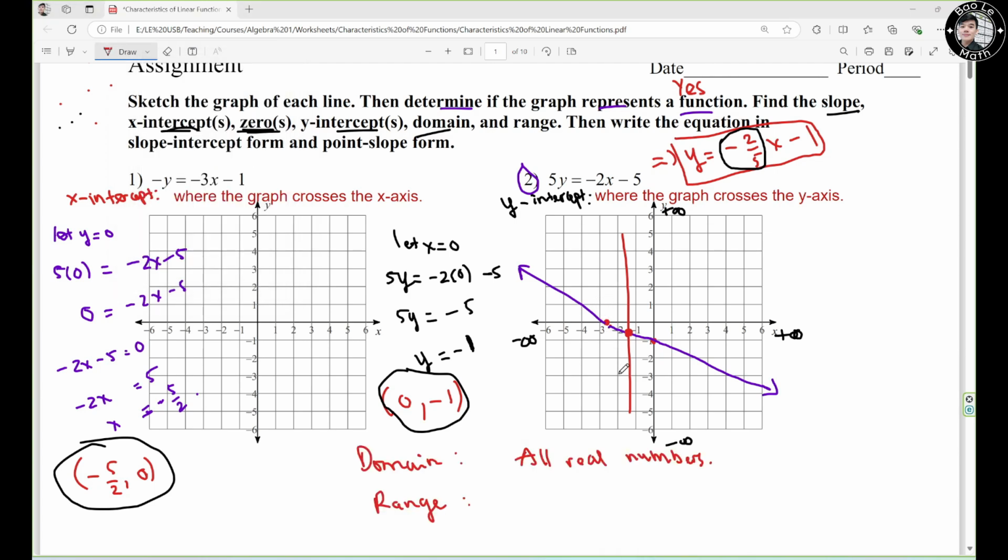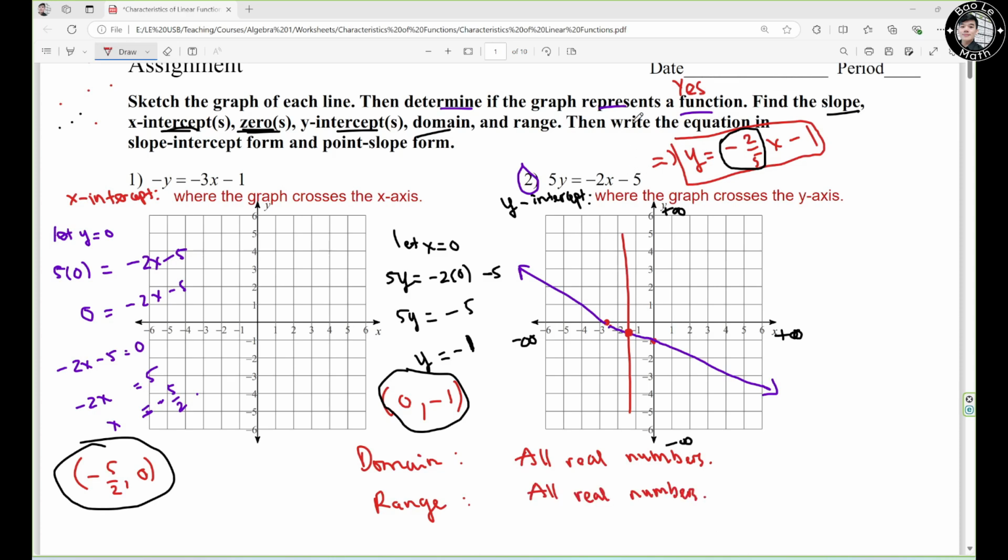Now we need to find the range, right? So the range means we need to go from bottom to top. You see that the arrow keeps pointing down, so it's going to negative infinity. And the arrow points up right here. You see that? So the y value is going to positive infinity. So the range should be all real numbers.